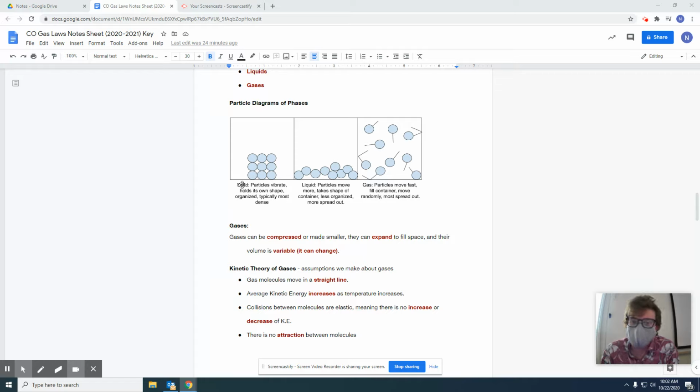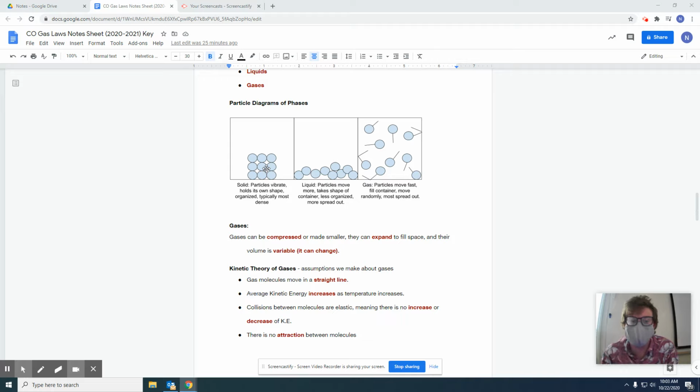If we look at the solid, when we draw a solid particle diagram, we want to make sure those particles are very compact. So they're pressed together. That means that our solids are usually pretty dense. Also, solids will hold their own shape. So if we look here, my solid is in a square. It's not taking up the container. It's able to hold its own shape and be on its own. That means that most of our solids are also pretty organized because their structure doesn't really change.